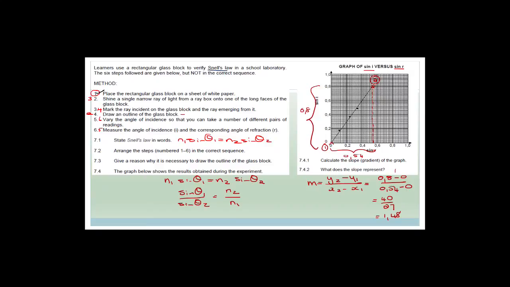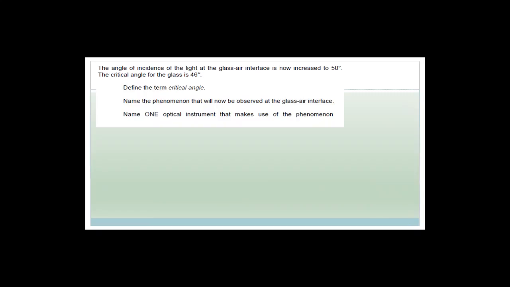It's basically a ratio of the refractive indices of the second material to the first material. There you go, that's what it is. Right, now, next question. It says, the angle of incidence of the light at the glass-air interface is now increased to 50 degrees. The critical angle is 46 degrees. Define the term critical angle.